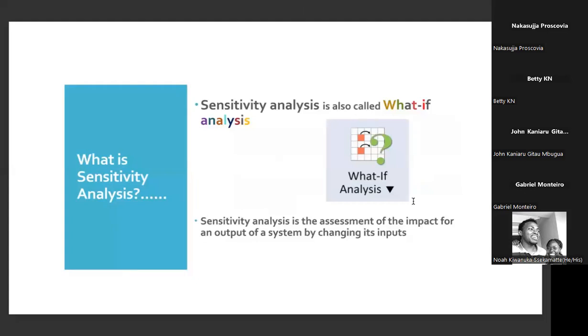Sensitivity analysis is what if. The what if analysis, that is, you assess the impact on the output of a system by changing its inputs. If you change something small, what is the output? So that is sensitivity analysis.